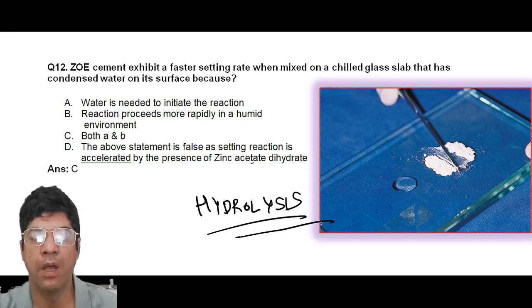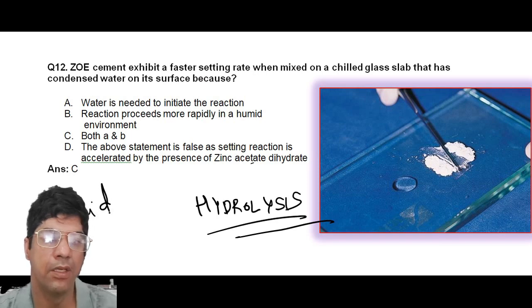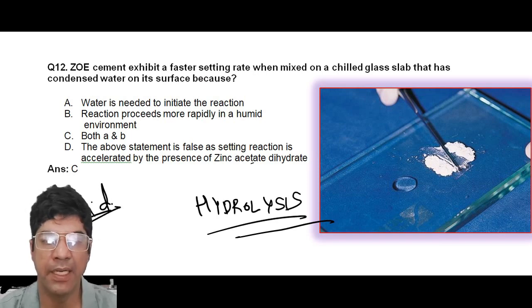The reaction proceeds more rapidly in a humid environment. So water in the environment can accelerate the setting reaction of zinc oxide eugenol cement, making it set more quickly.